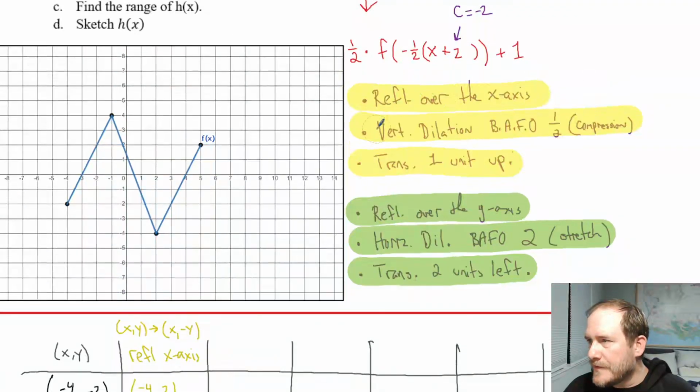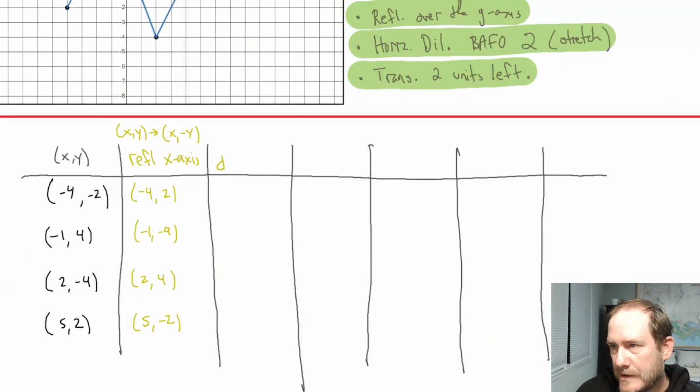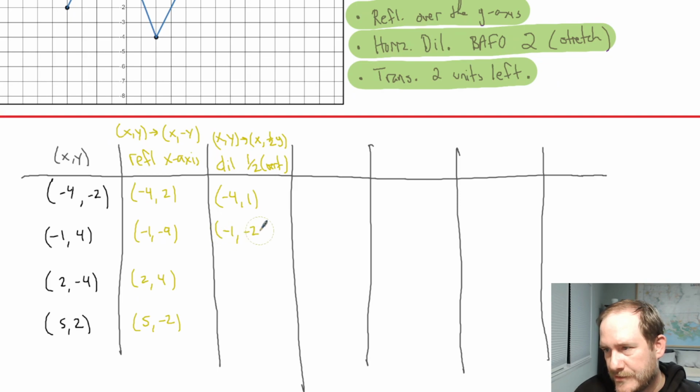Now, we've got a vertical dilation by a factor of 1/2. So what's that going to do? Dilation by 1/2 vertically is going to take our ordered pair (x, y) and map it onto a point where the x doesn't change, but all the y's just get chopped in half. So now just do that, but don't do it to the first column, do it to the second column. We keep applying these changes. So it'll be (-4, 1), (-1, -2), (2, 2), and (5, -1).